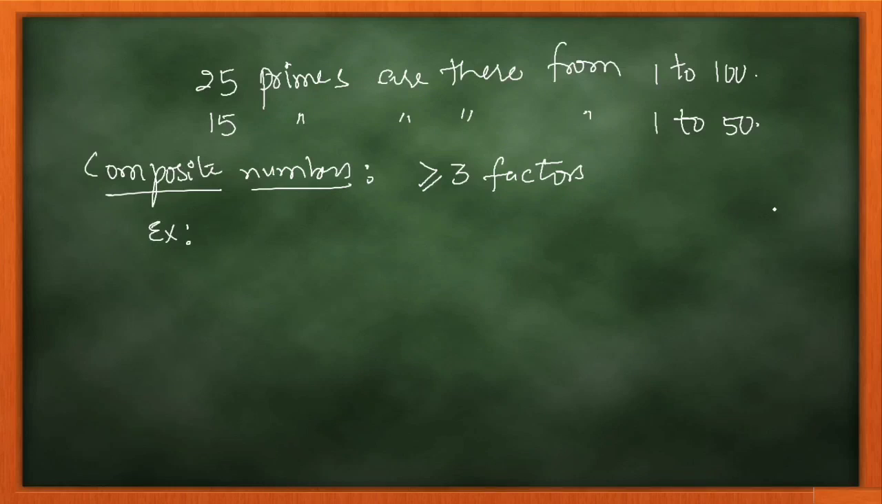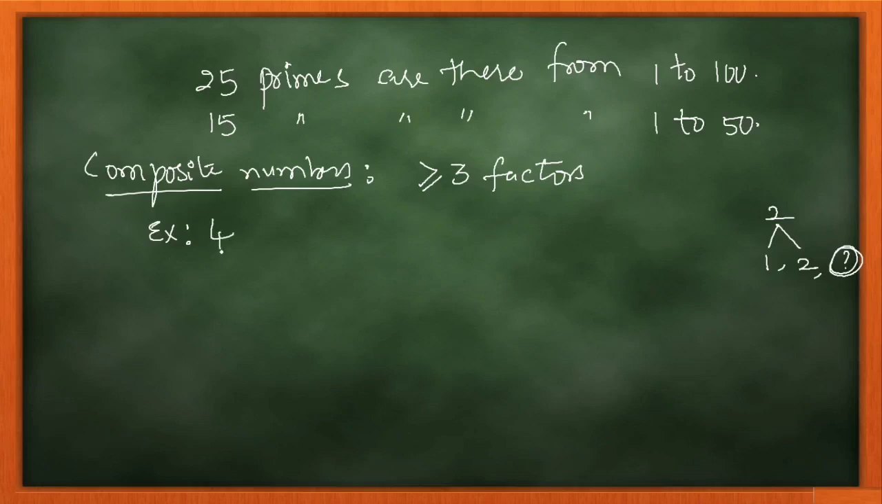Let us take one example. Is 2 a composite number? No, because 2 is divisible by 1 table and 2 table, not other than these tables. So no other table divides 2. 2 is only divided by 1 and itself. So it becomes a prime number. 3 is also divisible by 1 and 3. So it is also a prime number.